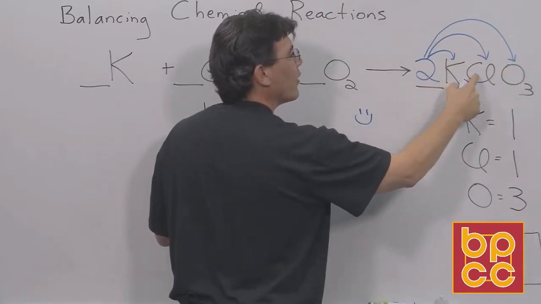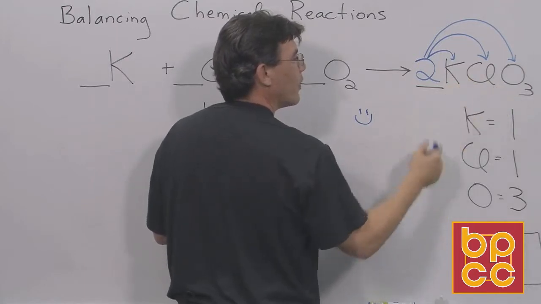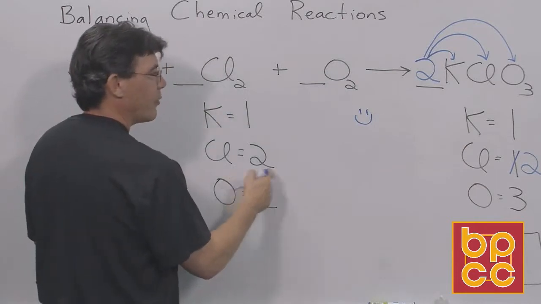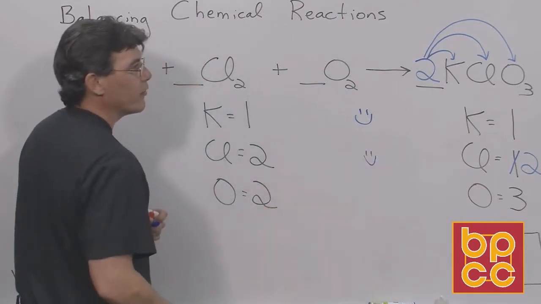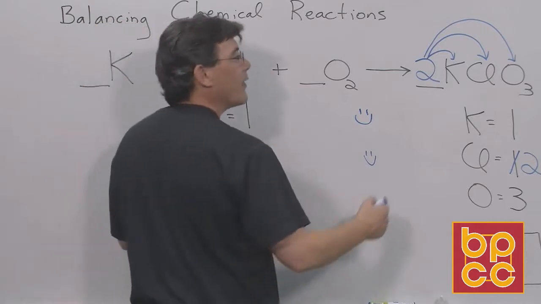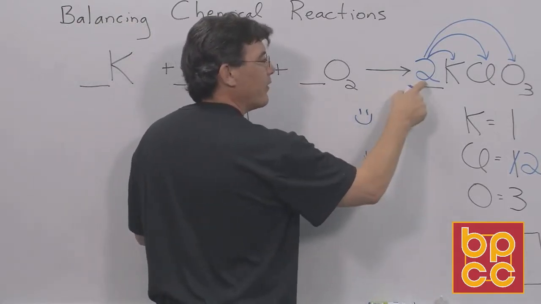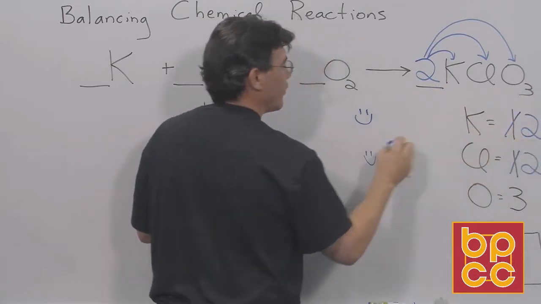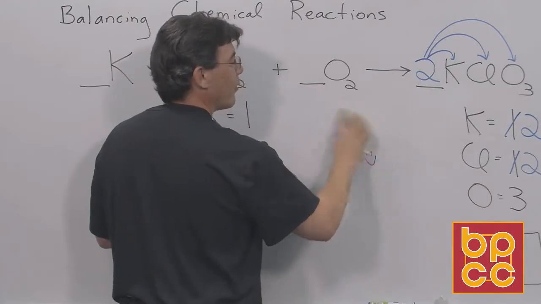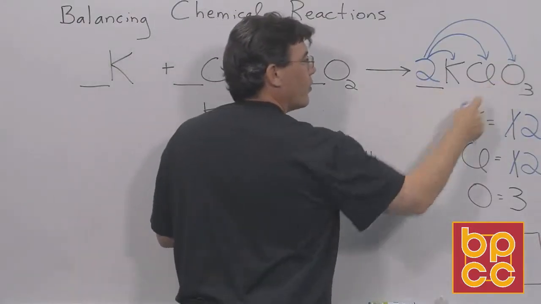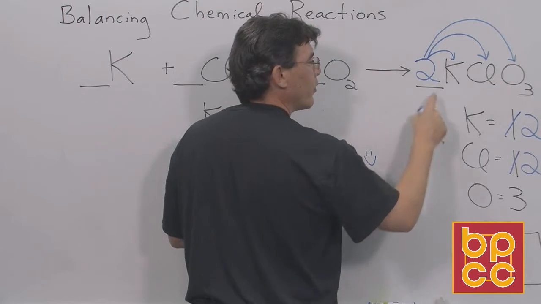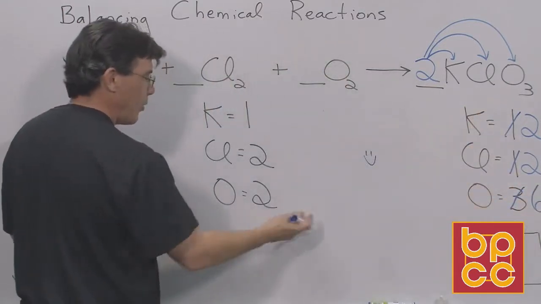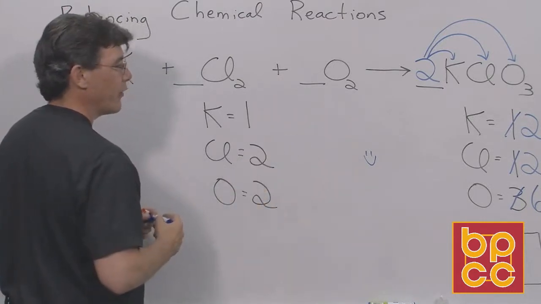We put the 2 here for this chlorine in the middle, of which there was 1. By putting the 2 here, we now double that and make 2, which matches what we had on the reactant side and earns us a little smiley face. But before we move on, let's update the other elements as well. That 2 also multiplied the potassium, so that's now 2. And guess what? That costs us this smiley face, at least temporarily. This 2 also multiplied the oxygen amount, so 2 times 3 gives us 6 oxygens. But they weren't balanced to begin with anyway, so no loss there.